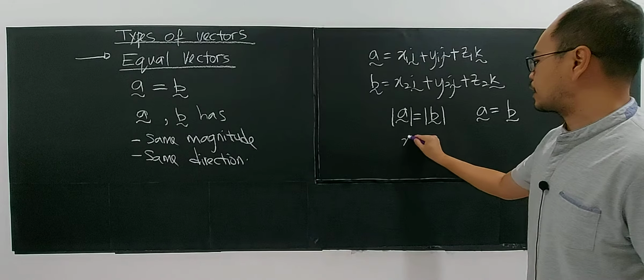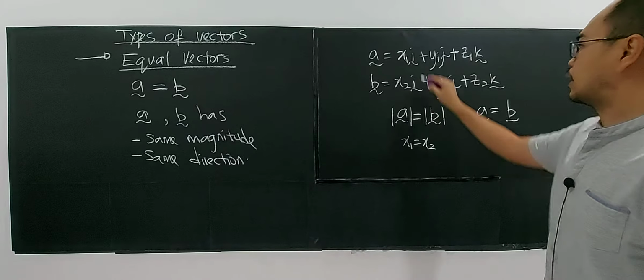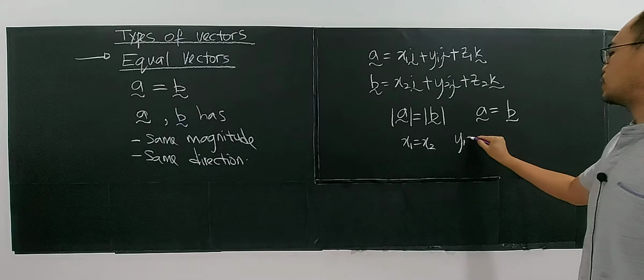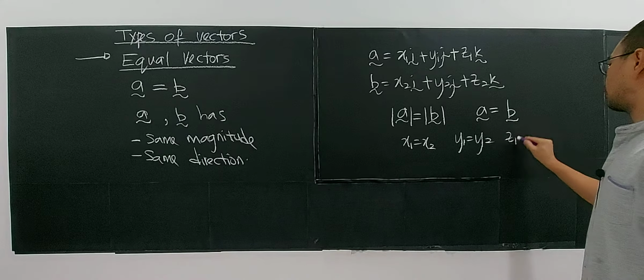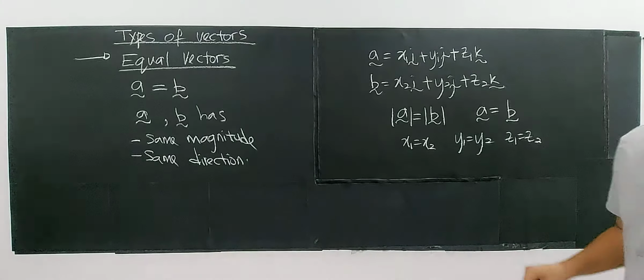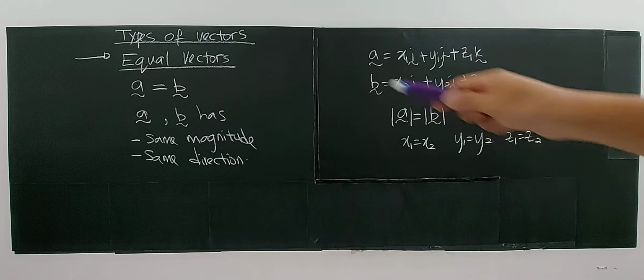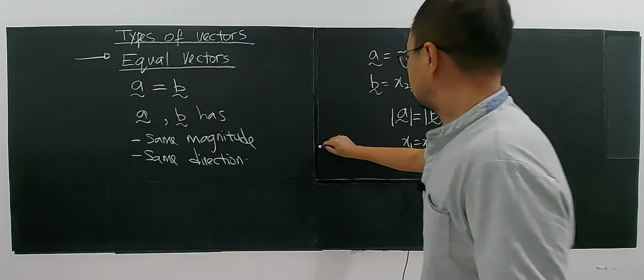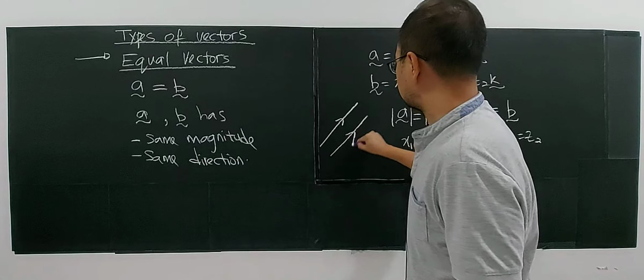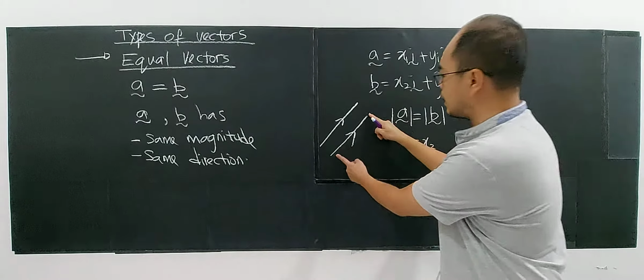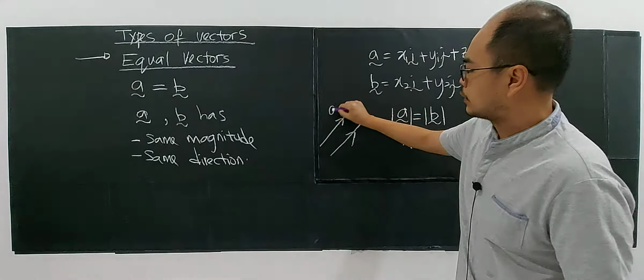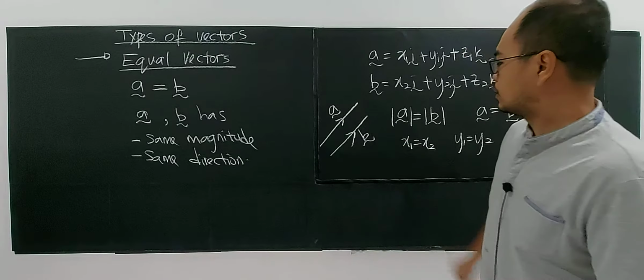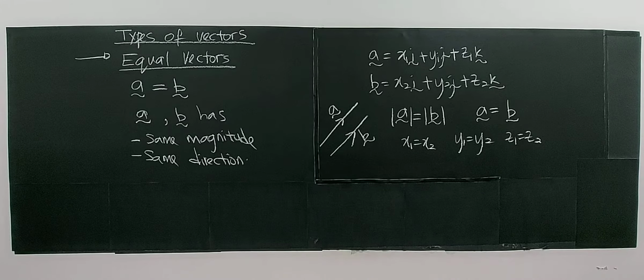Or I can say that x1 is the same as x2, y1 is the same as y2, and z1 is the same as z2. This is very important. If they say that they are equal vectors, it means the two vectors have the same direction, same length, same magnitude. Then we say that these two vectors are equal vectors. Alright, let's solve some problems about equal vectors.